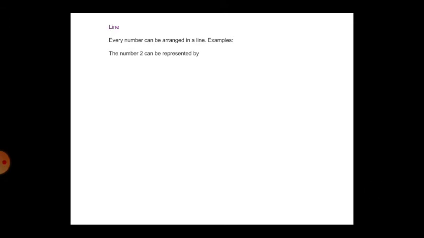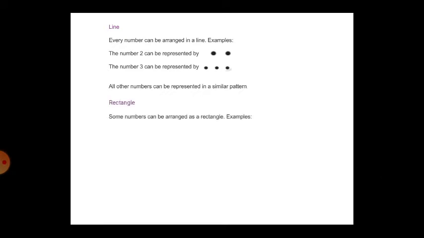The number 2 is a whole number and you have to represent it using dots. See, 2 dots. Number 3 can be represented using 3 dots, and these 2 dots and 3 dots you can observe are in a line. All other numbers can be represented in a similar pattern. This is one of the patterns.